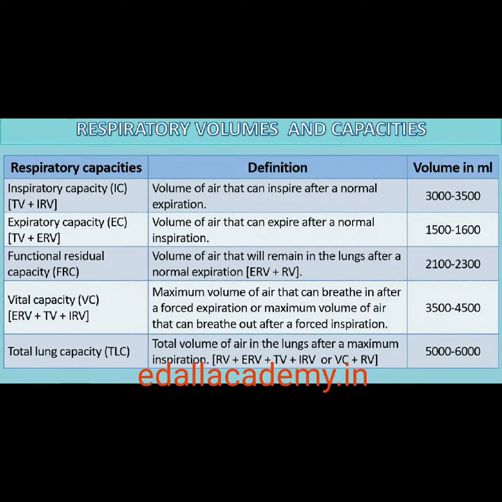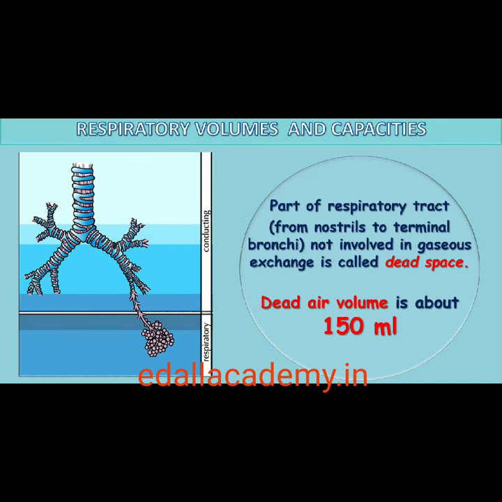Vital capacity, VC. The maximum volume of air a person can breathe in after a forced expiration. This includes ERV, TV and IRV, or the maximum volume of air a person can breathe out after a forced inspiration. Total lung capacity. Total volume of air accommodated in the lungs at the end of a forced inspiration. This includes RV, ERV, TV and IRV, or vital capacity plus residual volume.